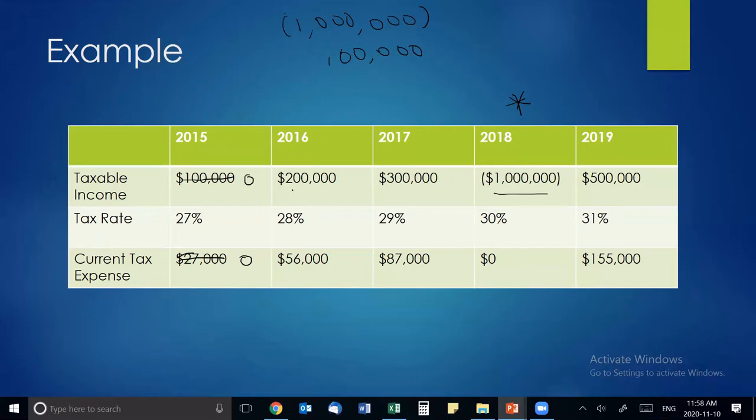In 2016, we have taxable income of 200,000. We have $900,000 of a loss left over, so we can definitely use some of that loss to offset this income. This income can be offset to 0 because we have $900,000 available. So we can get rid of all of this 200,000, which means we no longer have to pay that $56,000. We've already paid it, so now we're going to get a refund for that $56,000.